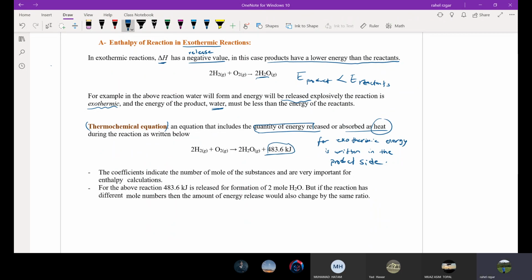Just writing the energy on the product side means this energy has been released, it has been separated from the H2O. So this energy normally is inside hydrogen and oxygen. But when hydrogen and oxygen react and they form H2O, the H2O doesn't need that amount of energy. So the extra energy, the excess energy, is released to the outside as heat.